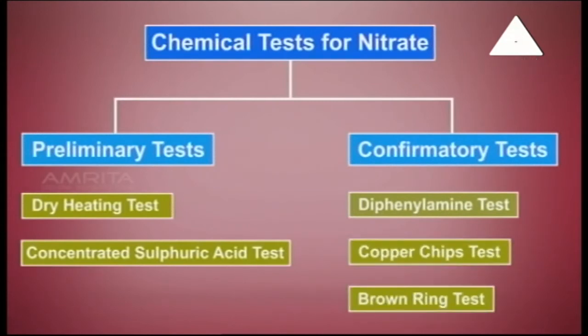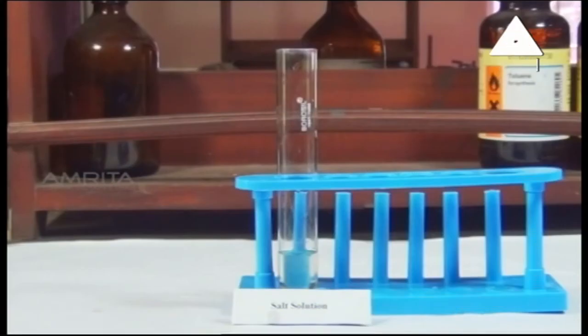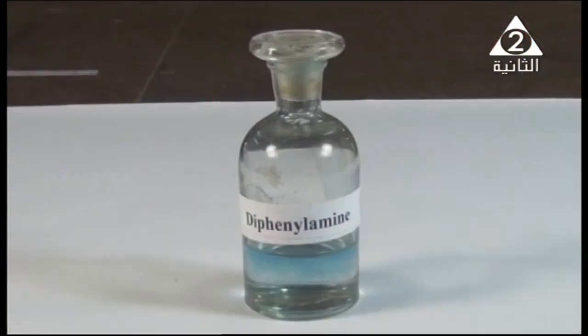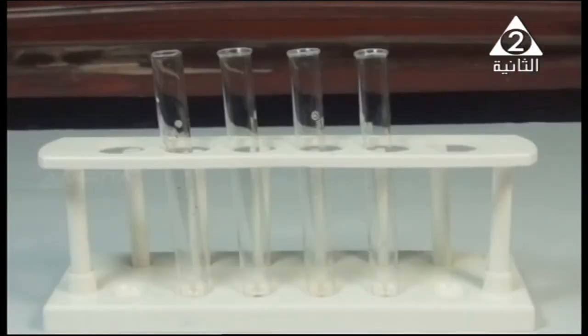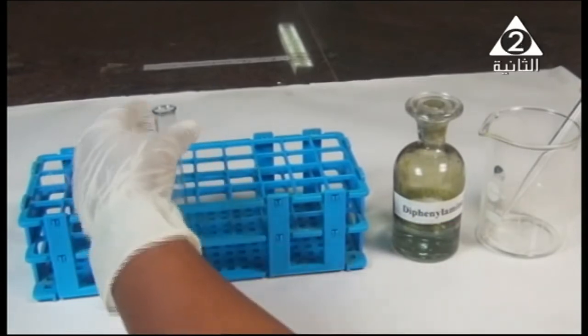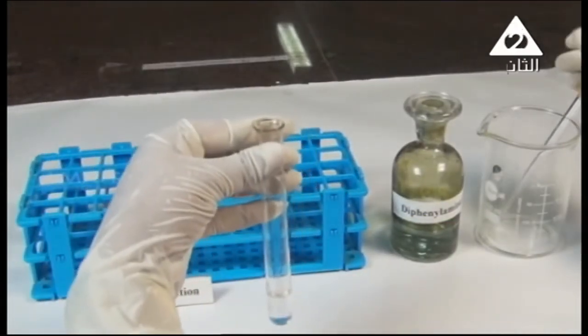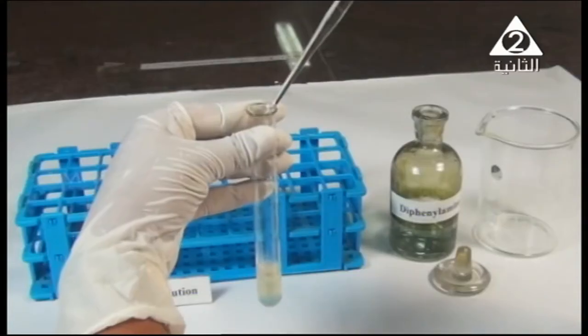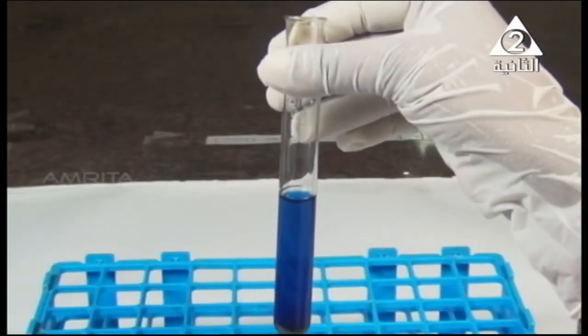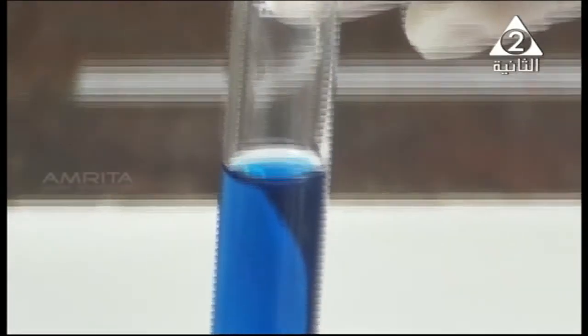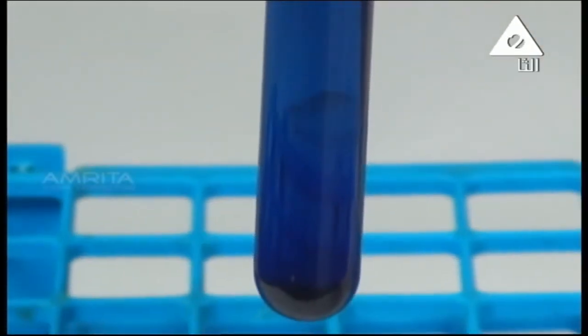Now let's see the first one. Get the materials for a special reaction: salt solution and diphenylamine. What about the procedure? I take the salt solution as you learned, and I add drops of diphenylamine. You see, the color changes into blue. It means I have a nitrate salt.